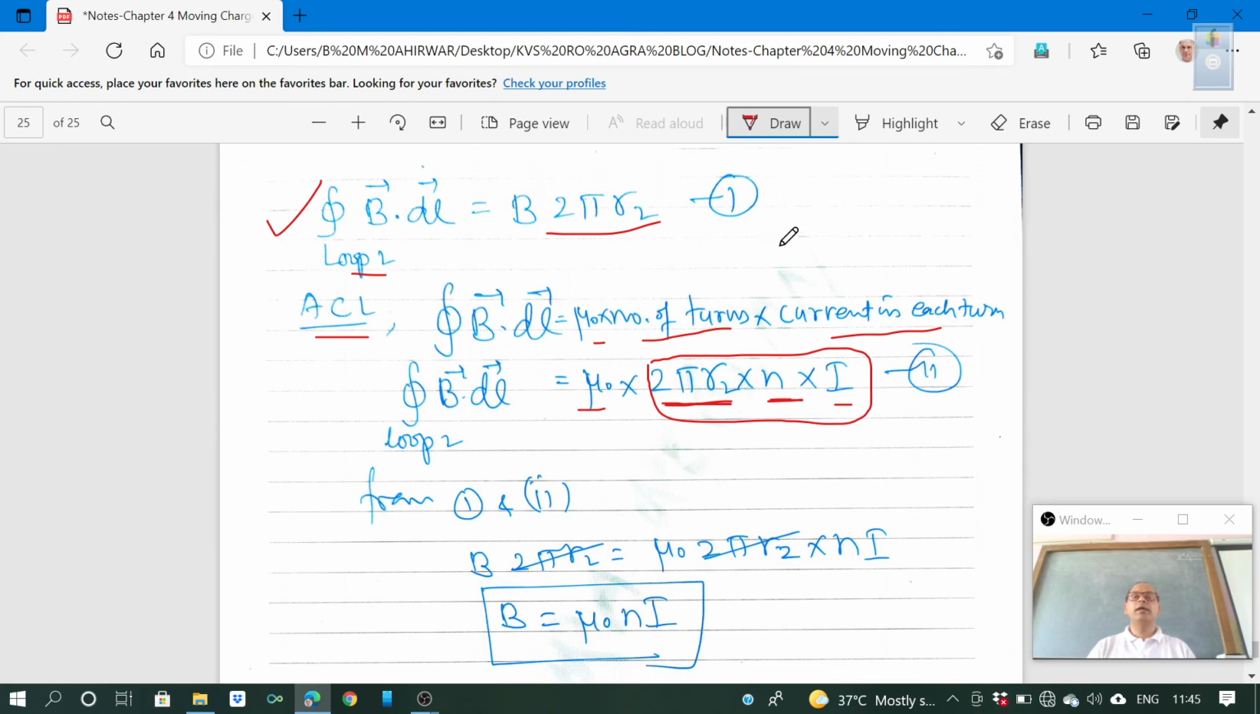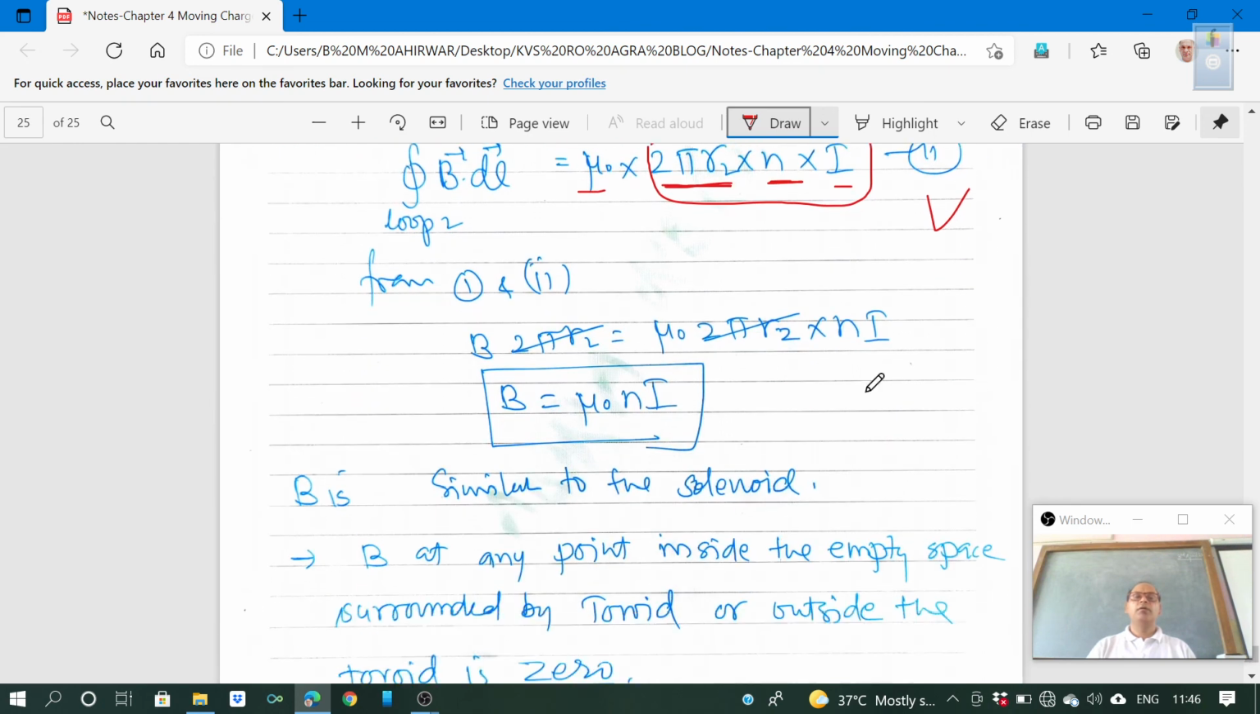So if we compare equations 1 and 2, we see that B 2 pi R2 equals mu naught times 2 pi R2 n into I. So 2 pi R2 and 2 pi R2 will be cancelled. So B equals mu naught times nI. So we can see here this magnetic field is the same as in the case of a solenoid. So this is similar to the solenoid.